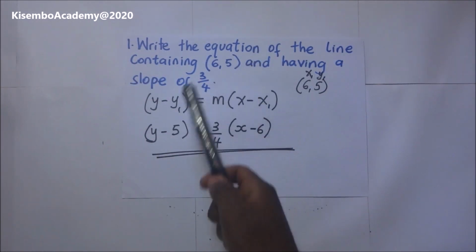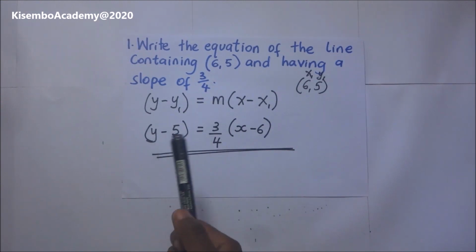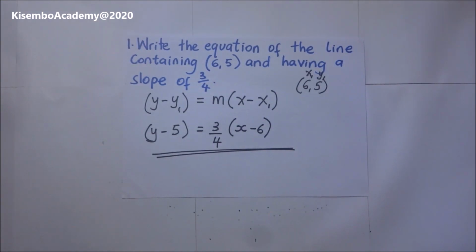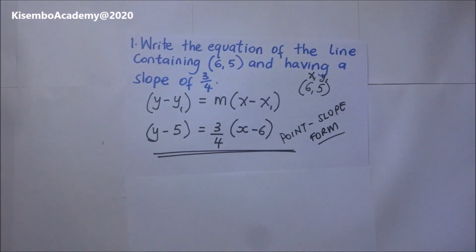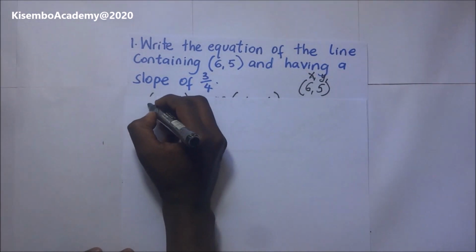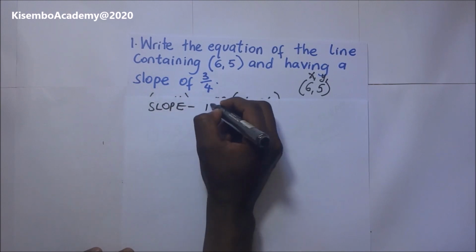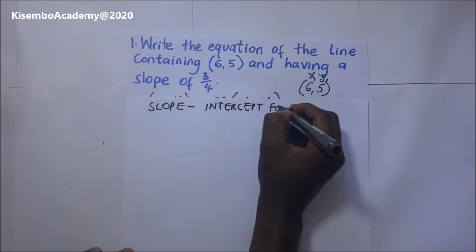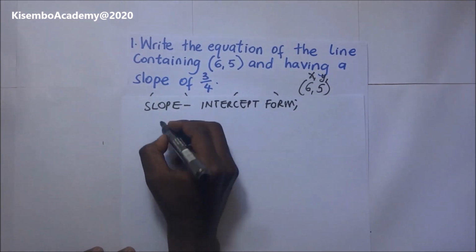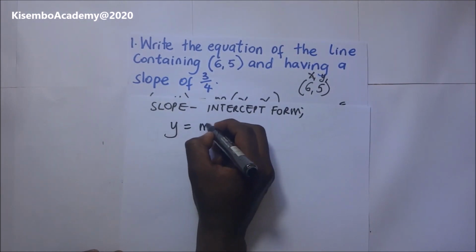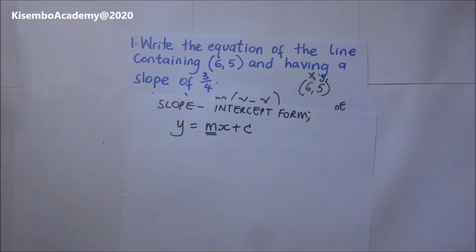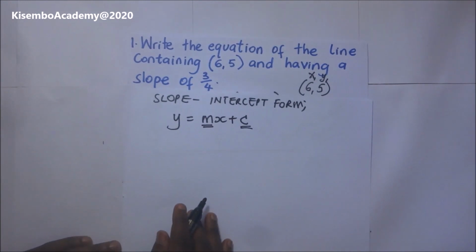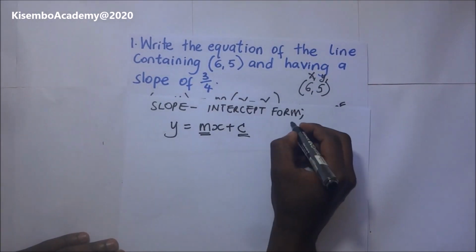We can write it in the slope-intercept form. When we're writing it in the slope-intercept form, this is when we'll use the general equation y = mx + c. That is the point-slope form, and now we are going to look at the slope. In the slope-intercept form, y = mx + c, the value of m stands for the slope or gradient, and the value of c stands for the y-intercept. So right here we have the point (6, 5).